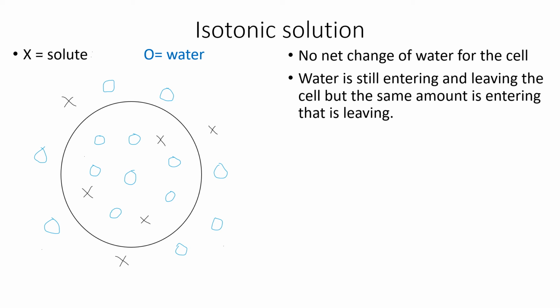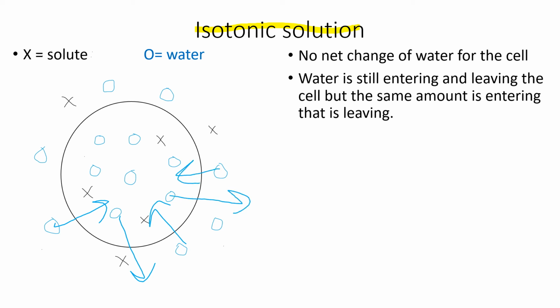Our last type of solution is an isotonic solution. In an isotonic solution, remember, we have the same concentration of solute inside and outside the cell. That means we'd have the same concentration of water inside and outside of the cell. This is still a dynamic process. Things will still happen. Water will still enter the cell. Water will still leave the cell.